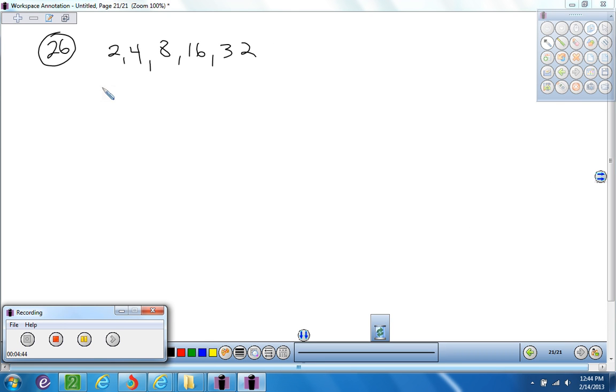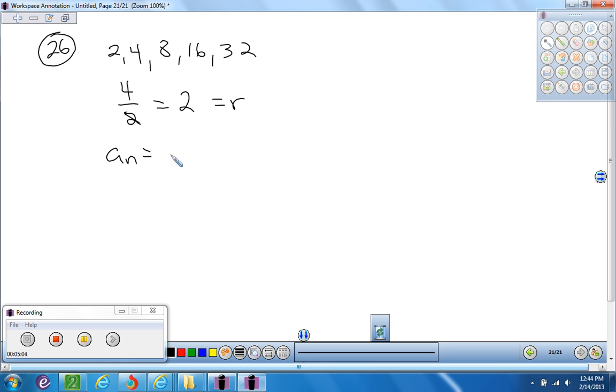All right, question 26 is another geometric problem. So the common ratio would be 4 over 2, which is going to give us 2. We could take 8 over 4, 16 over 8. We end up with 2. That's our common ratio. So our function is going to be a sub n is equal to a1, which is 2, times our common ratio of 2 to the n minus 1. Now don't multiply 2 times 2.